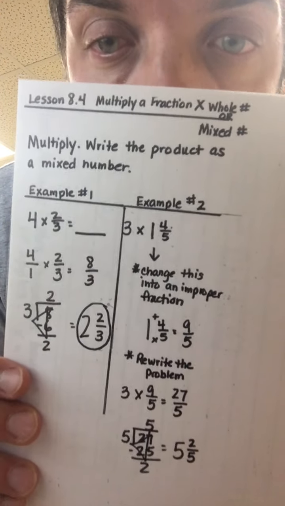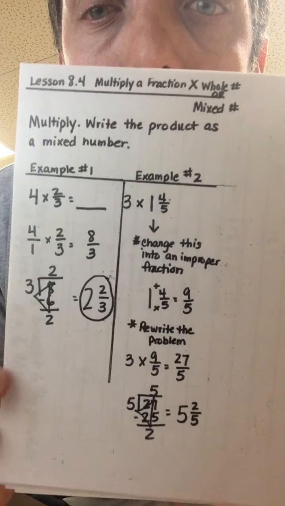And today we are going to be doing day 1 of lesson 8.4. So you need a few things. Today you are going to need your slate and marker. You're going to need your lesson 8.4 notes because I'm going to be referencing them in our lesson today. And of course you need your Unit 8 math book.